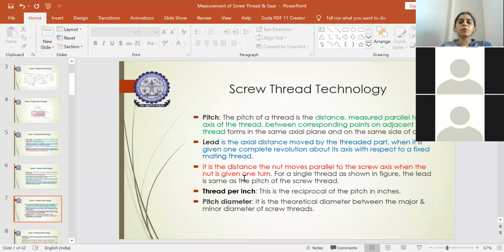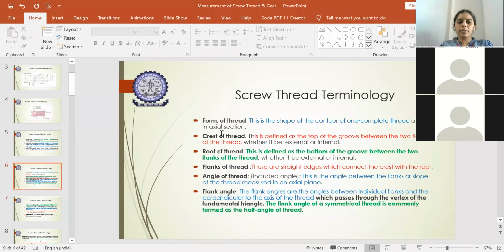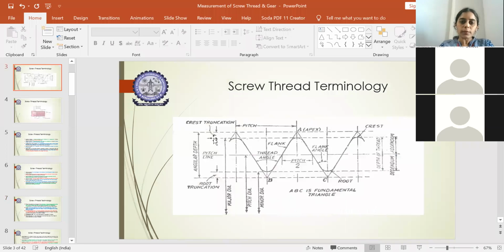So next you should know what you mean by pitch. Pitch of a thread is the distance measured parallel to the axis of the thread between corresponding points on adjacent threads. So you can see here, this is the pitch diameter. This is the pitch line.